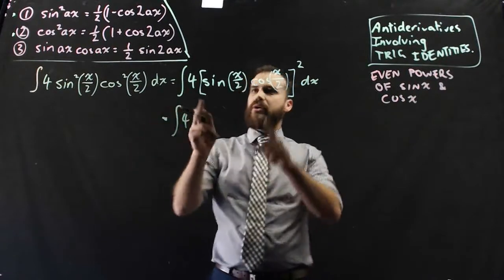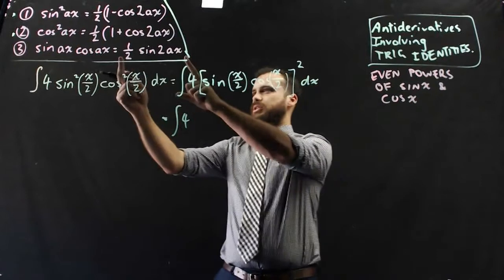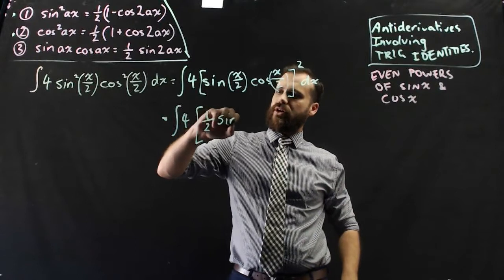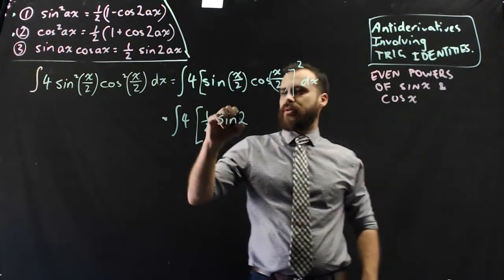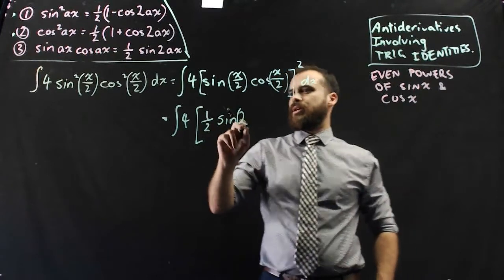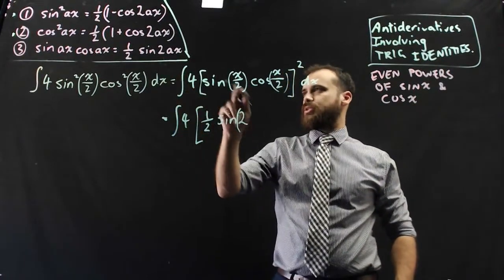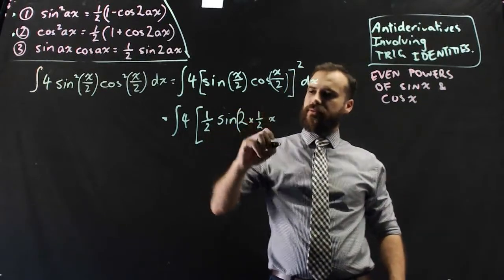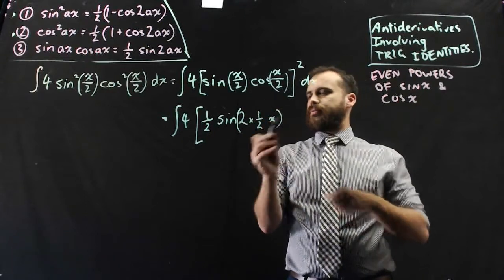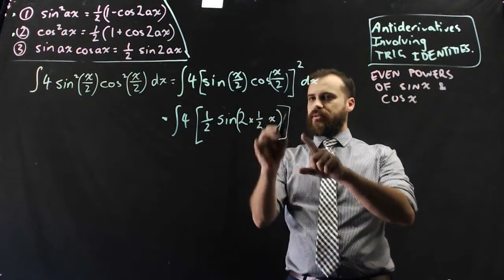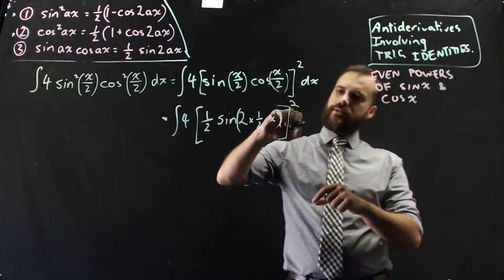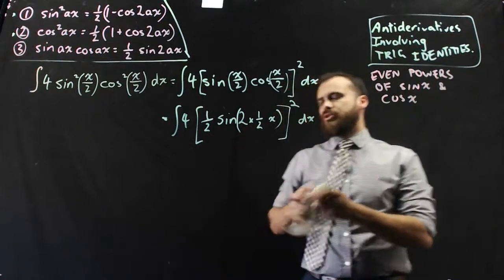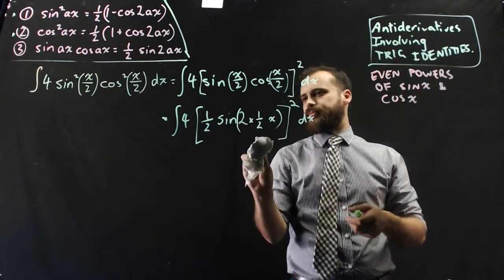So it's the integral of 4. All of that gets replaced with this identity. So it's 4 1/2 sine 2. I'll just put a bracket here so you can see what's happening. It's sine 2 times whatever the a is, so 2 times 1/2 x. And I can close the bracket, and all of that is being squared with respect to x. Now that's silly, obviously. 2 times 1/2, that's just going to be x.